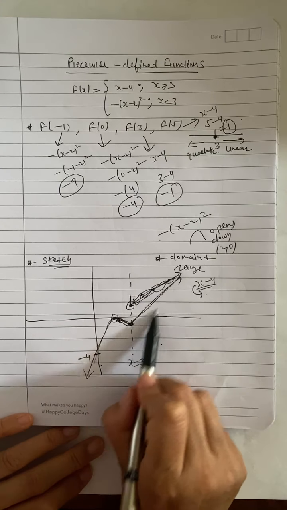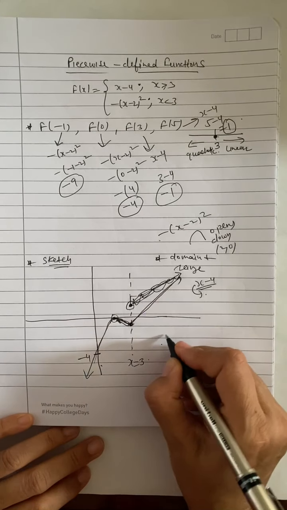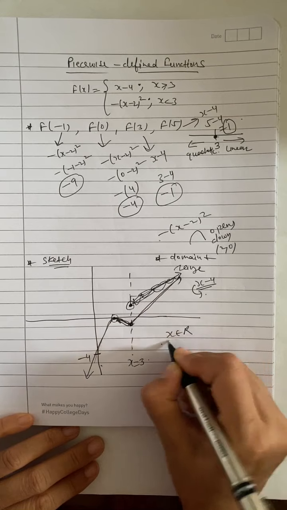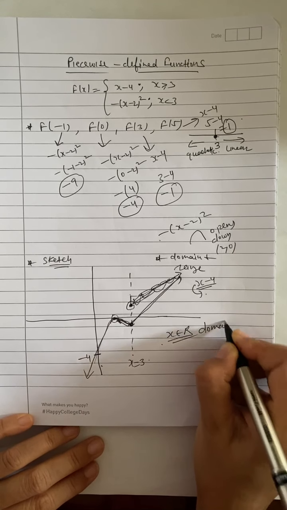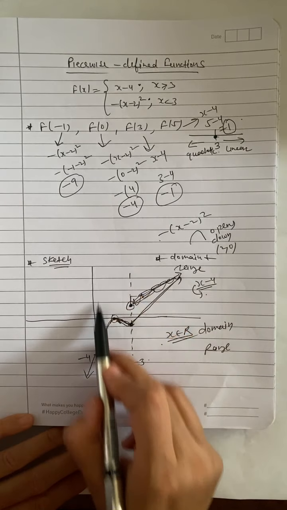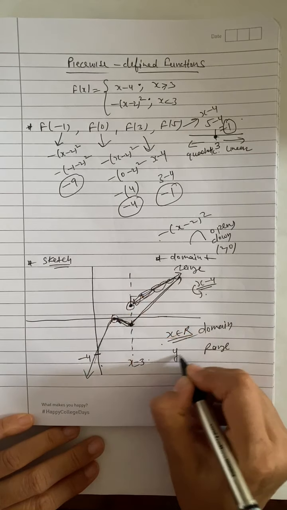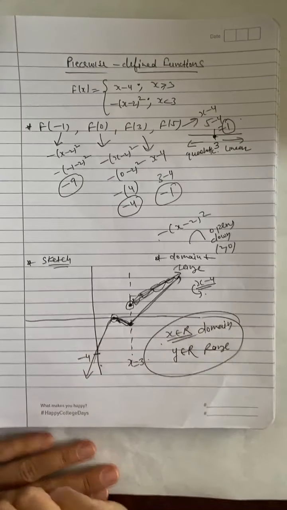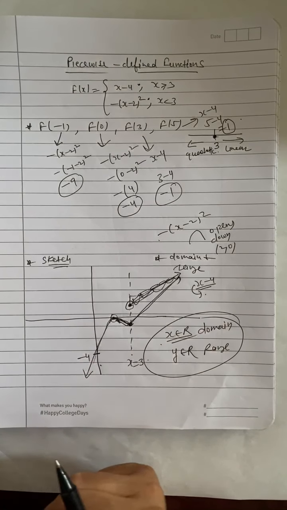Now from the graph, it is easier to find the domain and range. So x belongs to R is going to be your domain here. For the range, you can see that it's taking positive values of y as well as negative values of y, so y belongs to R is also the range in this case. So that's it for this lesson.